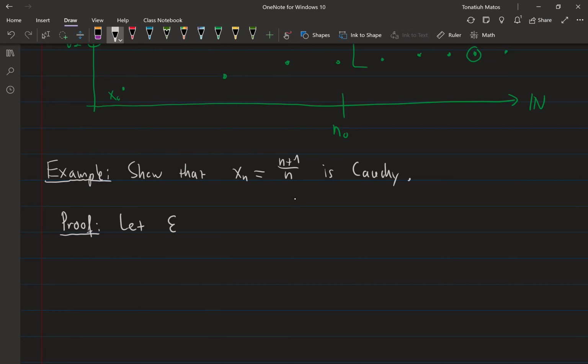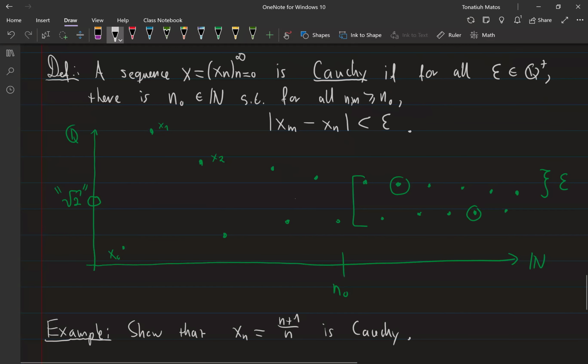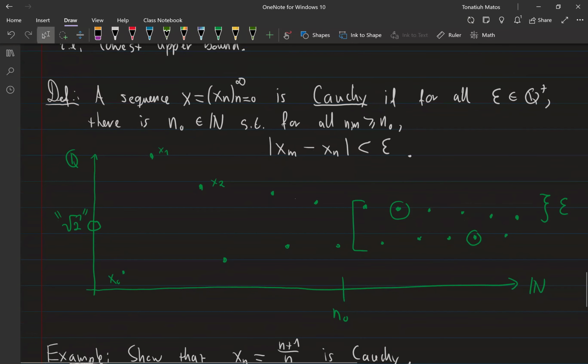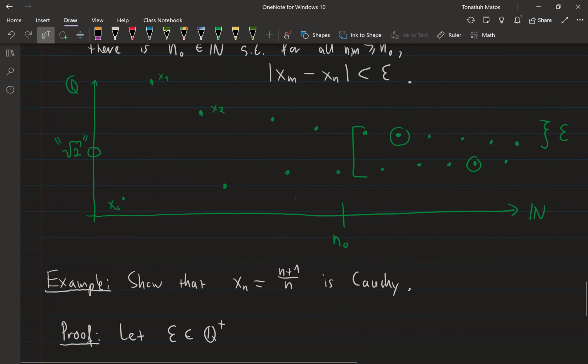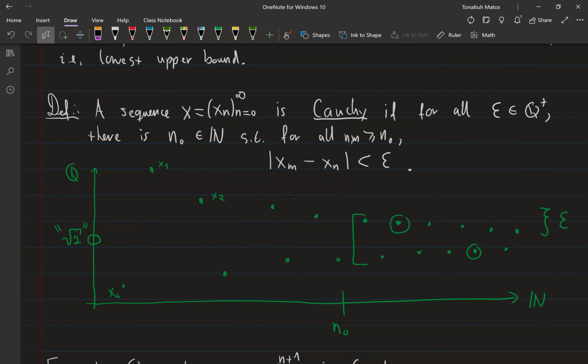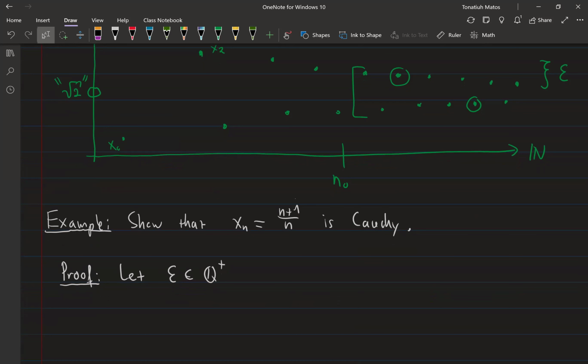So what you do is you pick a positive rational number epsilon, and now you need to produce an n0, right? The definition says for every positive rational epsilon, so I grabbed one already, an arbitrary epsilon, there is an n0. So how do we find that n0, right? So how do we do that? That's the question.